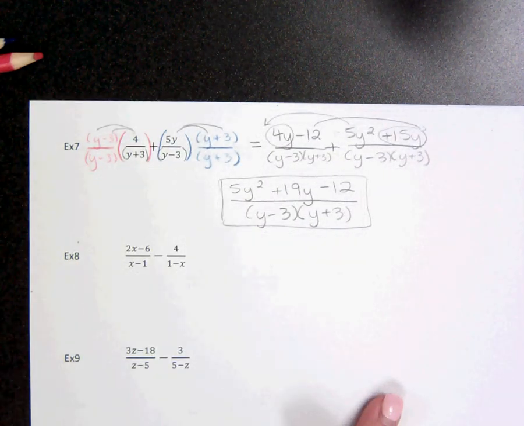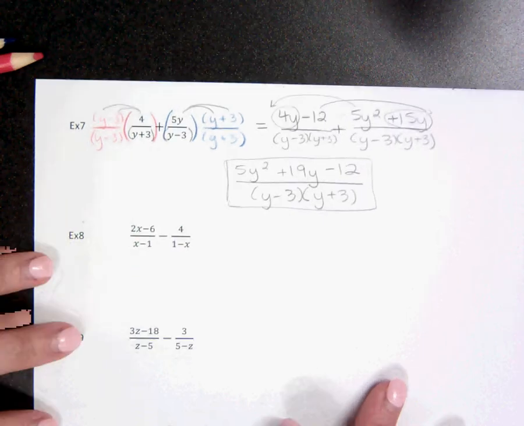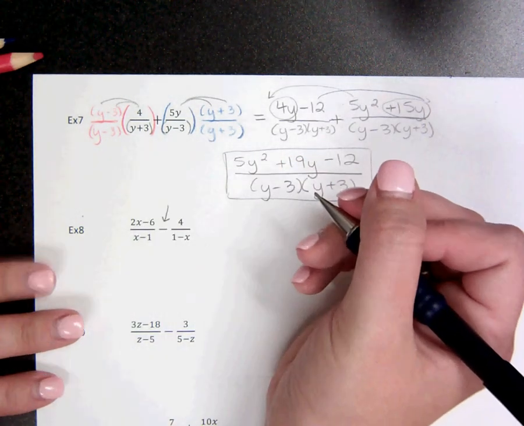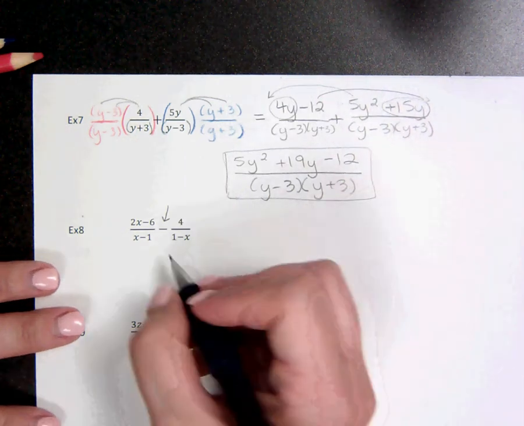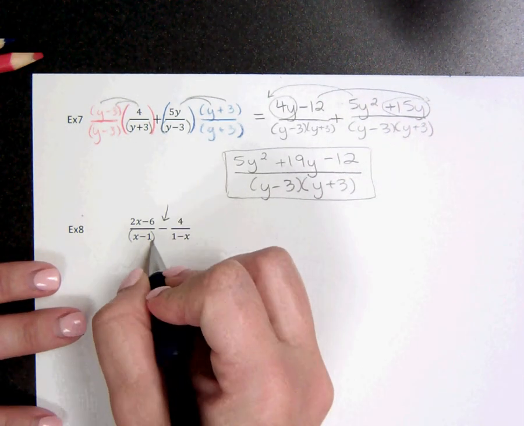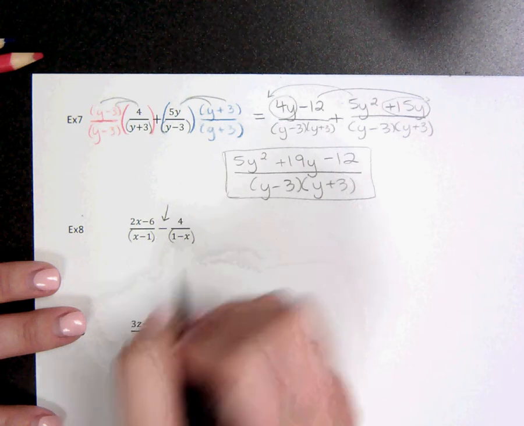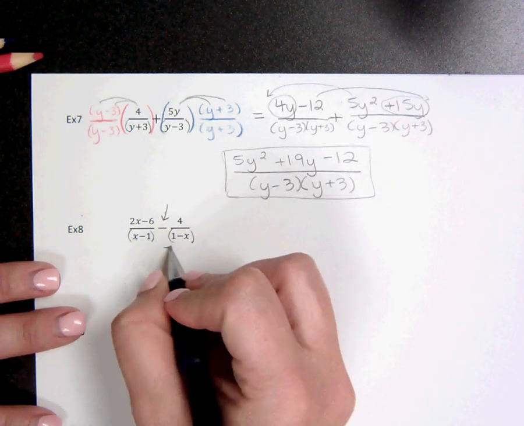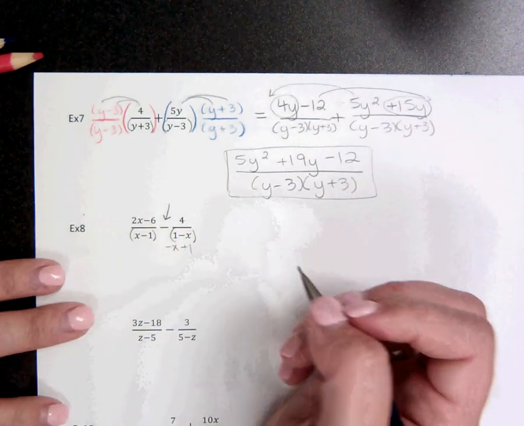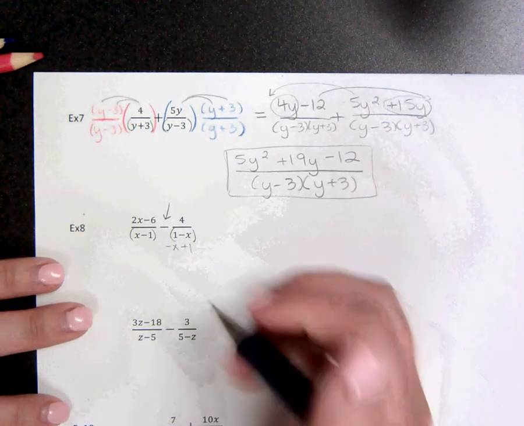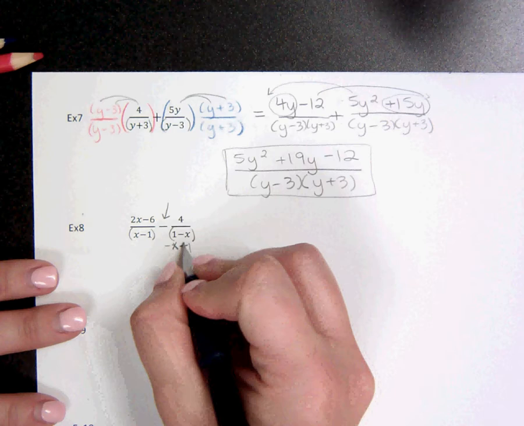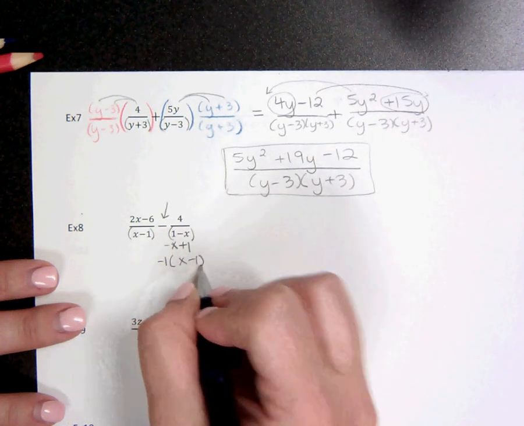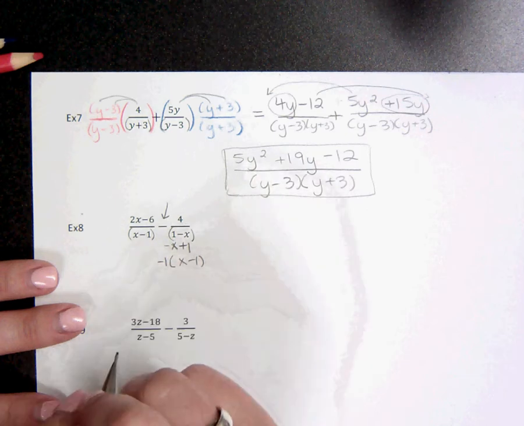Example 8 looks a little tricky here. First thing to notice, you've got subtraction in the middle. You have to be really careful when you have subtraction in the middle. You have x minus 1 over here and 1 minus x over there, so it's a little tricky. I'm going to switch the order and make that negative x plus 1 like we did in the previous section. And then I'm going to take out that negative 1 so that it now matches that guy.